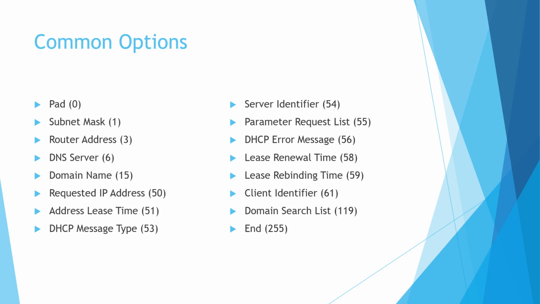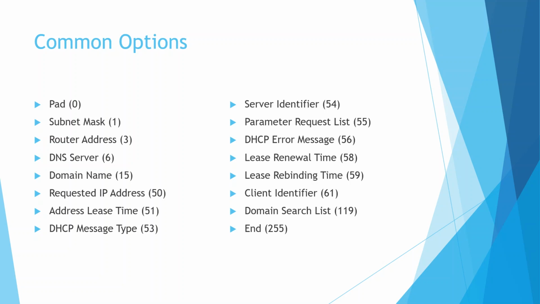So here are some common options, and the way that it's listed here is the option name and then the option value. So we have PAD, subnet mask, router address, DNS server, domain name, requested IP address, lease time, and it goes in both columns there. But this is all common stuff that we are going to be using throughout the DHCP process. We've already talked about some of these that are extremely important, like subnet mask, router address, DNS servers. What are your domain names? These are all important options to have in the message.